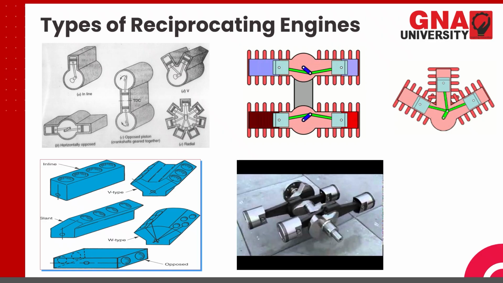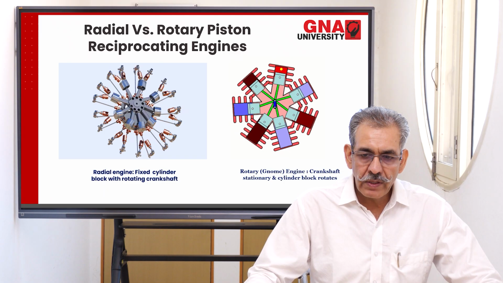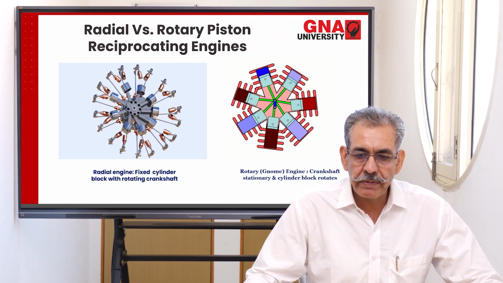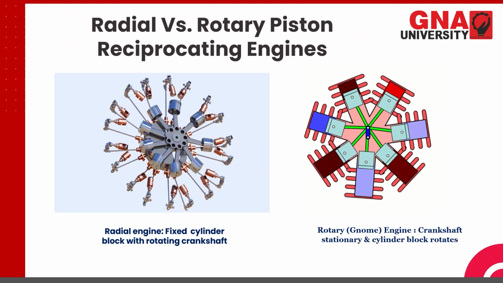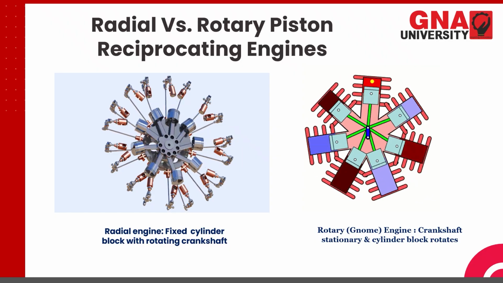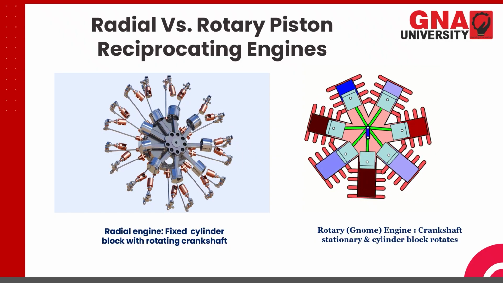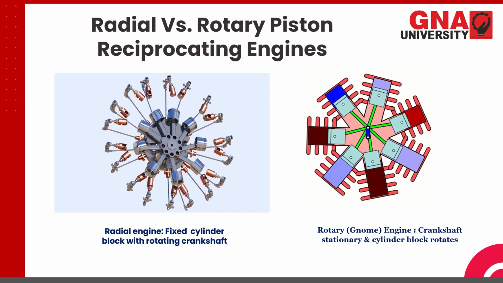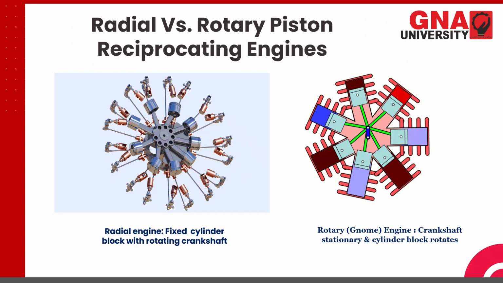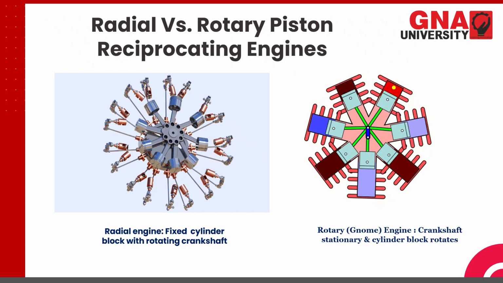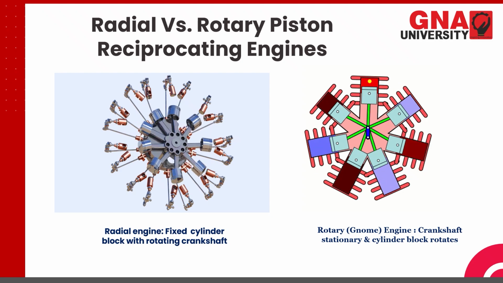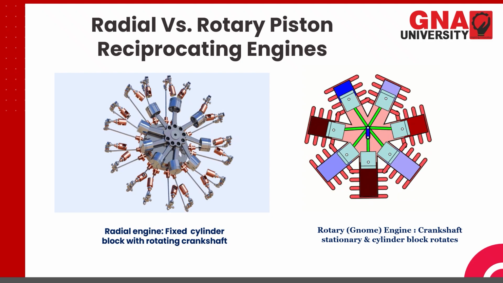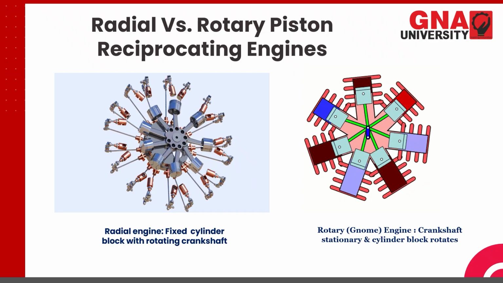Here the W-shaped engine is shown, and when we consider the angle of V to be 180 degrees, it becomes an opposed cylinder arrangement. Now there is a difference between radial and rotary piston reciprocating engines. I have already told you the radial engine, in which cylinders are placed radially along this circle and the piston moves inside it. Now you can see here the cylinders are fixed, they are not rotating, whereas in the rotary engine the cylinders are rotating and the piston remains at the same place.